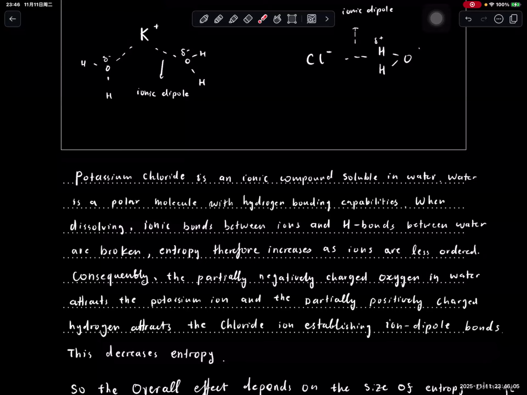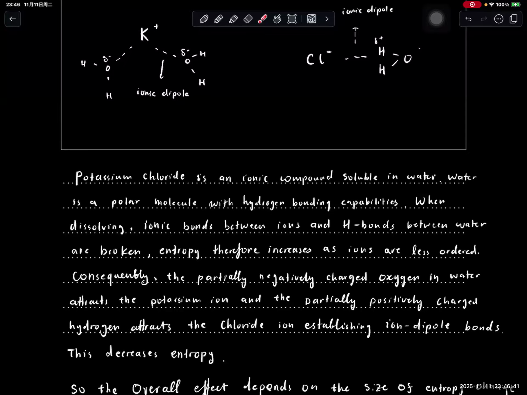When dissolving, ionic bonds between ions and hydrogen bonds between the water are broken, and then entropy therefore increases. It's more disordered. Energy is released into the surroundings, as the ions are less ordered now, so it's more entropy. Consequently, the partially negative charged oxygen in water attracts the potassium ion, and the partially positive hydrogen is attracted to the chloride. This establishes ion-dipole bonds, so this step decreases entropy.